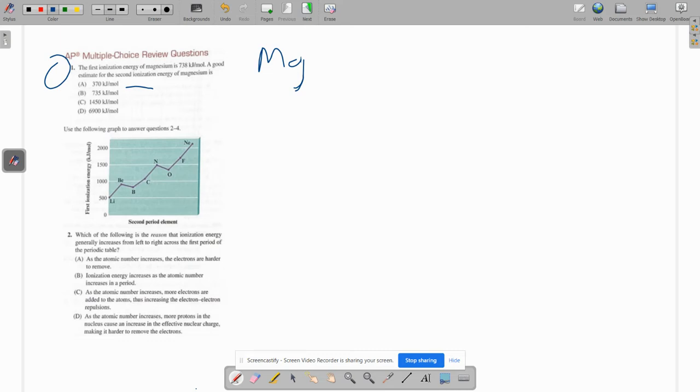So that being said, for magnesium, of course, it's got the noble gas above, which is neon. And then the electron configuration is 3s2. So magnesium has two valence electrons. You get rid of the first electron, and then you get rid of the second. That's going to be the second one in the s sublevel, and the ionization energy is roughly going to double. So I would say the best answer looks like it's going to be letter C.